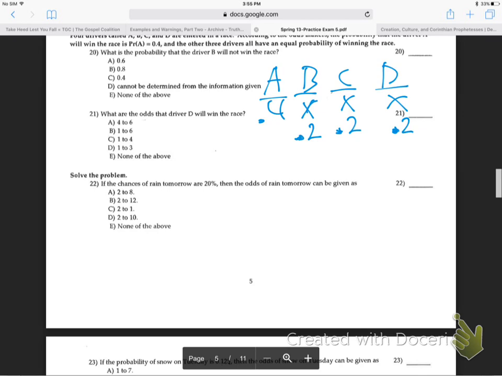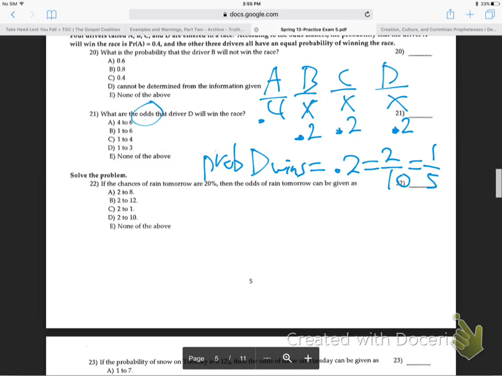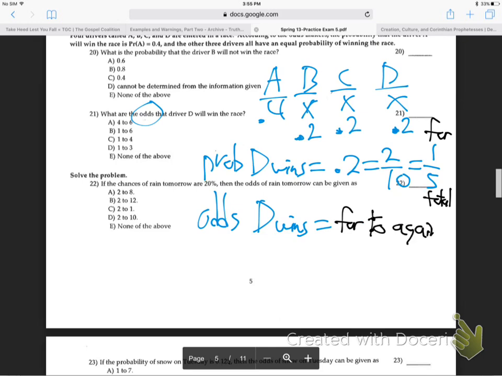So, okay, now what are they saying? Odds. Now, remember how odds work? So, the probability that D wins is 0.2, which is what? 2/10 or 1/5. You with me? Now, what does that mean about the odds for D to win? Well, probability is for over total. Odds is for, or the word "to", whatever you want to do, against.